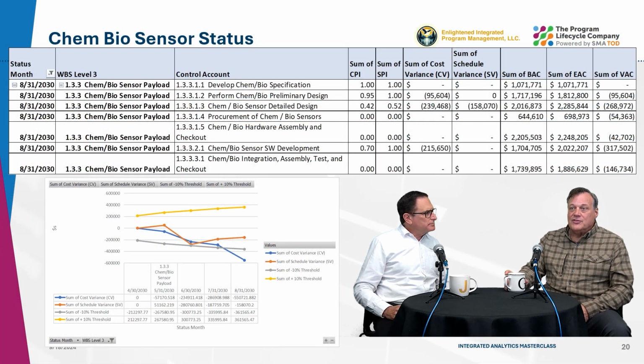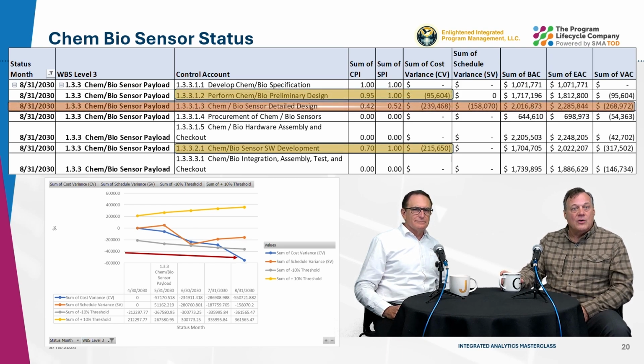The Chem biosensors control accounts are shown on this chart. You see that the Chem biosensor payload WBS element has a cost variance outside the 10% threshold to plan. Reviewing the control account performance, we see 3 control accounts with significant cost variances, contributing to the overall cost issue seen in the 1.3.3 Chem biosensor payload WBS element.